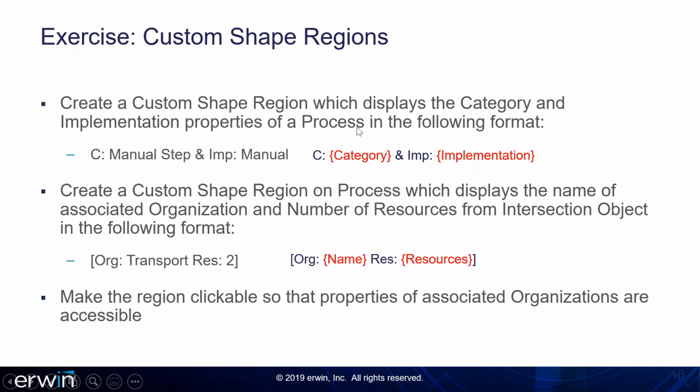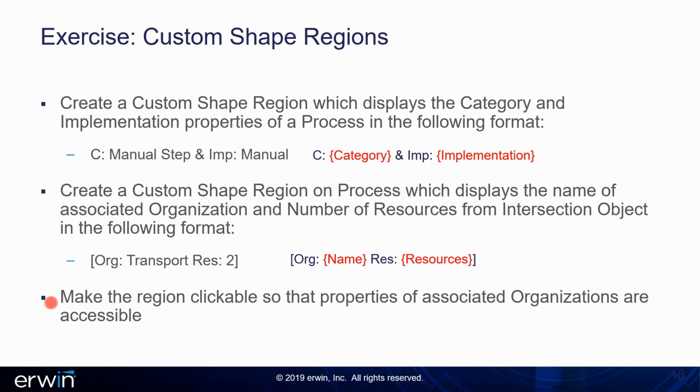So you can see the very first part at the top has text. So C:\space is the text, and that's referring to the category of a process. And then we choose the property category, and then a little bit more text of space, ampersand space, IMP: space, and then the implementation property. And then at the bottom, we also have text in blue, and then the name of the associated organization, and then the number of resources for the association. And now we'll go into the tool and see what that looks like.